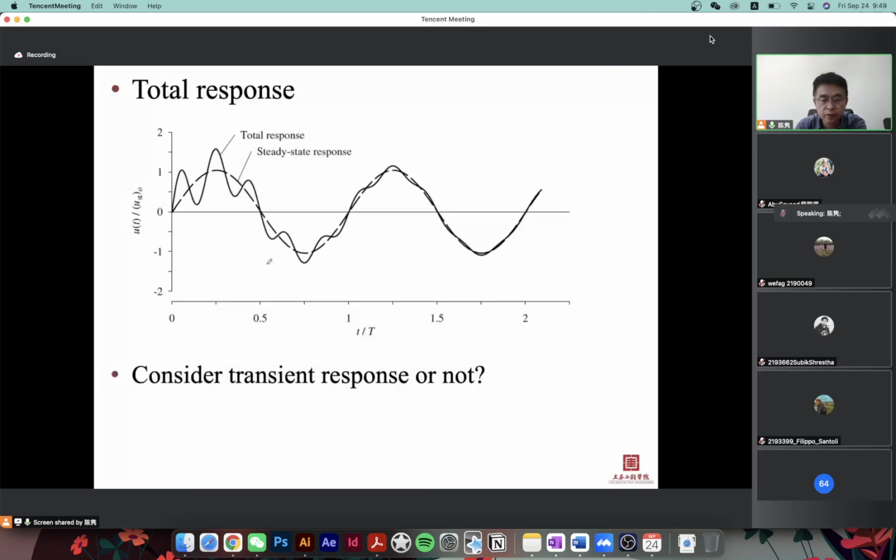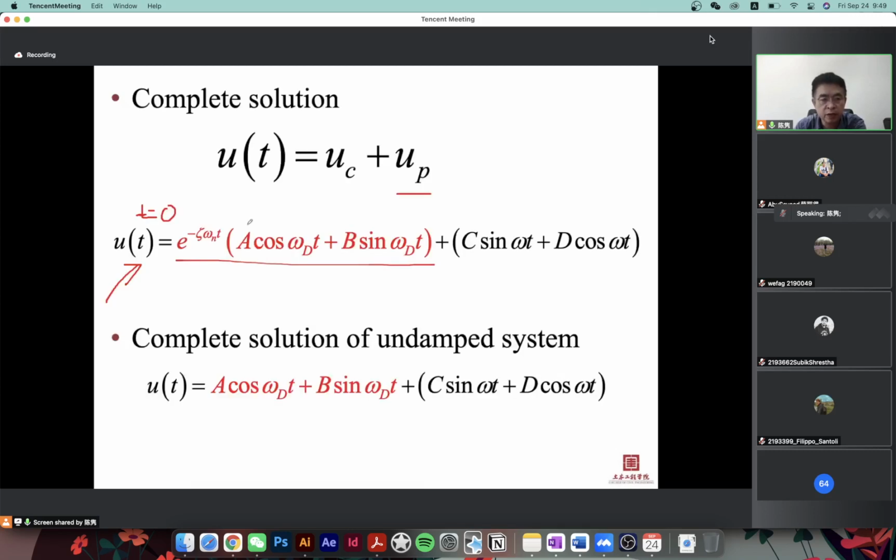very few textbooks will give you the final expression for A and B, because it's not very important. Because in this case, there's damping. This part, you can see, is the transient part, because it vibrates at the natural frequency of the system.